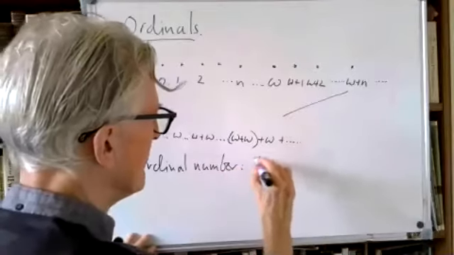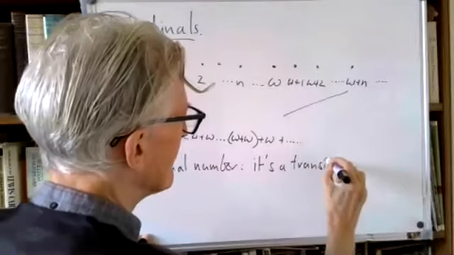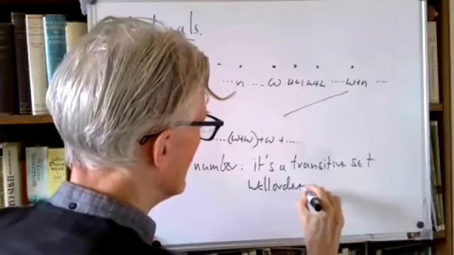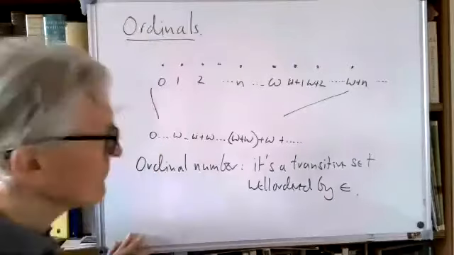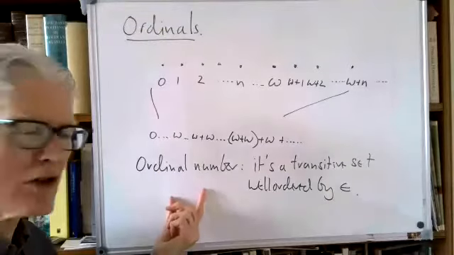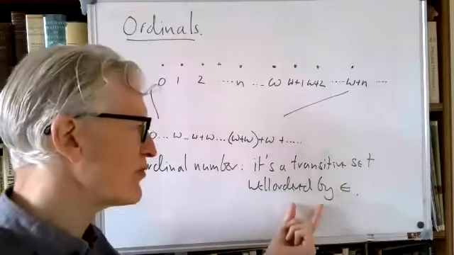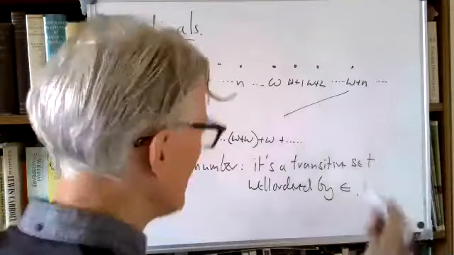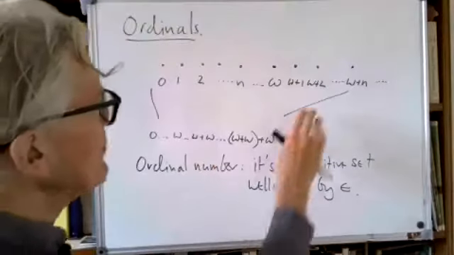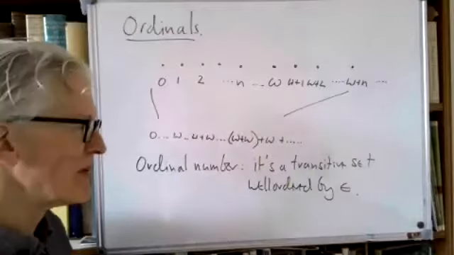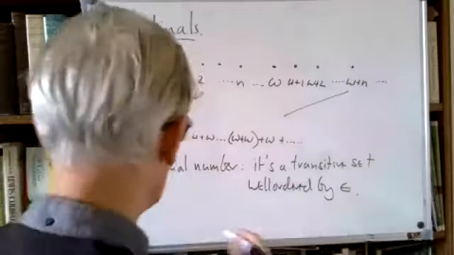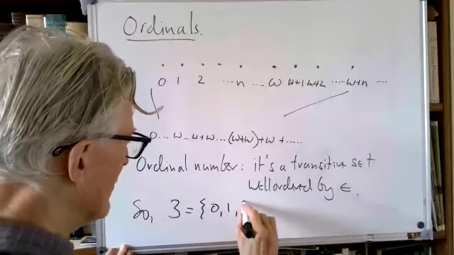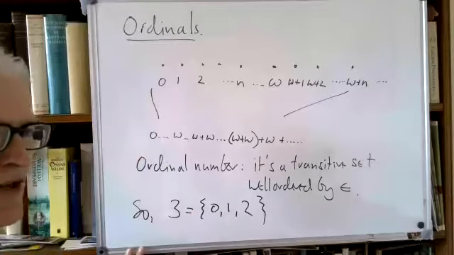Well, what is an ordinal number? It's a transitive set, well ordered by epsilon. So this is the definition of an ordinal number. Any transitive set, but it has this very special property that epsilon is a well order. And we can define a less than on ordinal numbers that extends the ordinary less than on the natural numbers by using this epsilon here. So 3 here is 0, 1, 2. Right? It's a set of its predecessors.